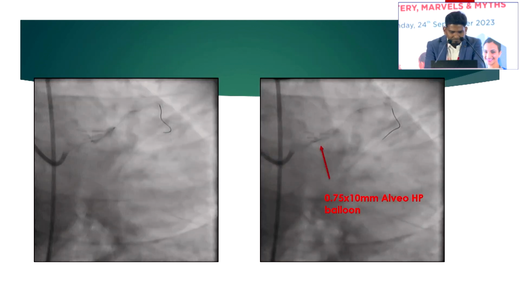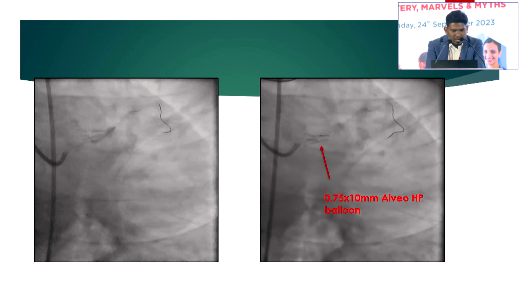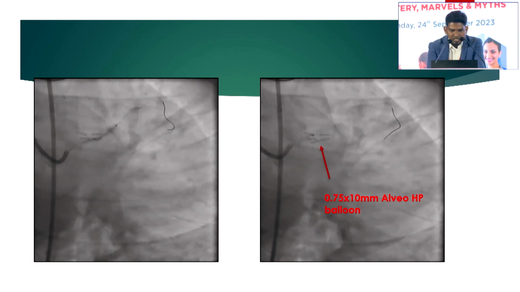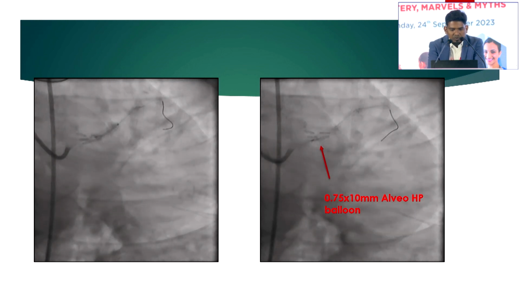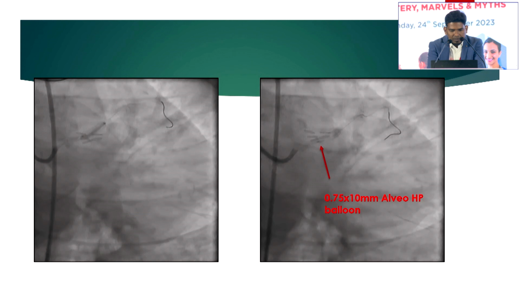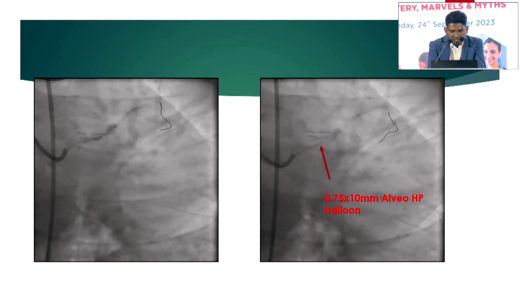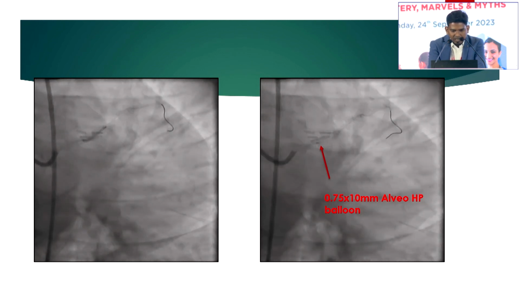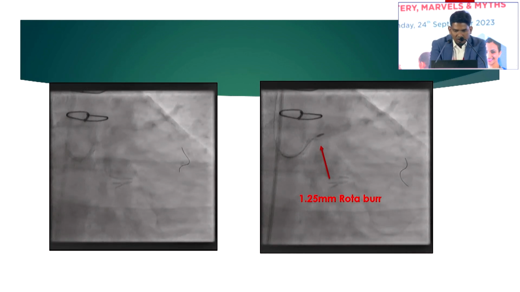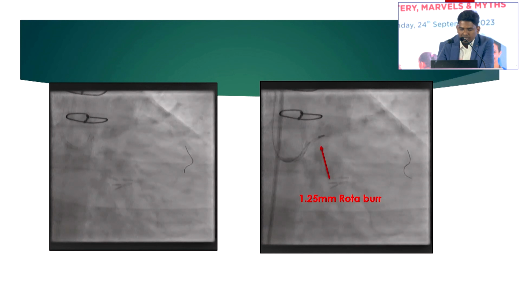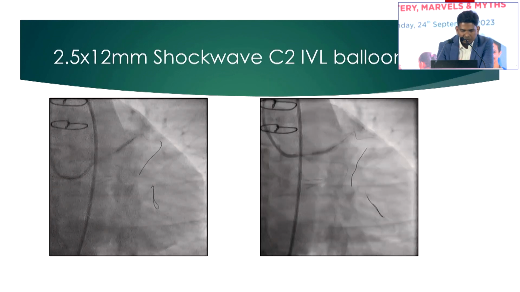We initially tried with a normal NC balloon. As you can see in the first image, it was not opening at all. So we took a 0.75 by 10 mm balloon for initial pre-dilatation, because with this tight lesion we can't take the IVL balloon. Then we took a 1.25 mm rotaburr, and we went on the run. After that we had enough space to take our IVL balloon.